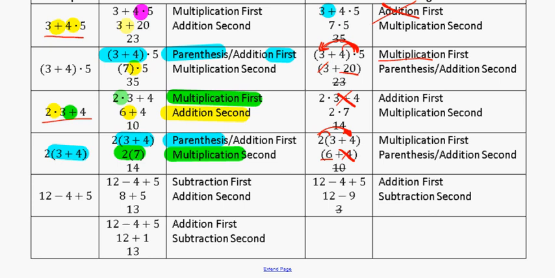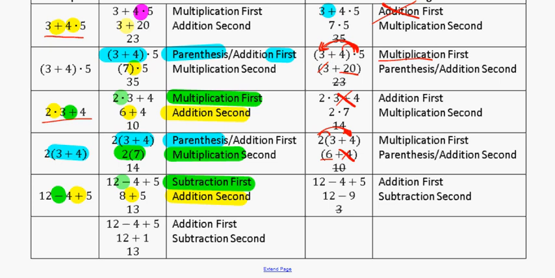Last example, here we have both addition and subtraction. So you typically want to do your addition and subtraction from left to right. So we're going to first subtract 12 minus 4. That gives us 8. Then we want to add after that. 8 plus 5 gives us 13.